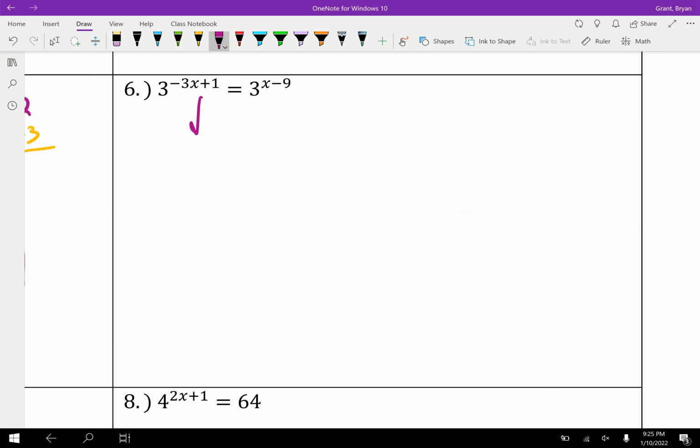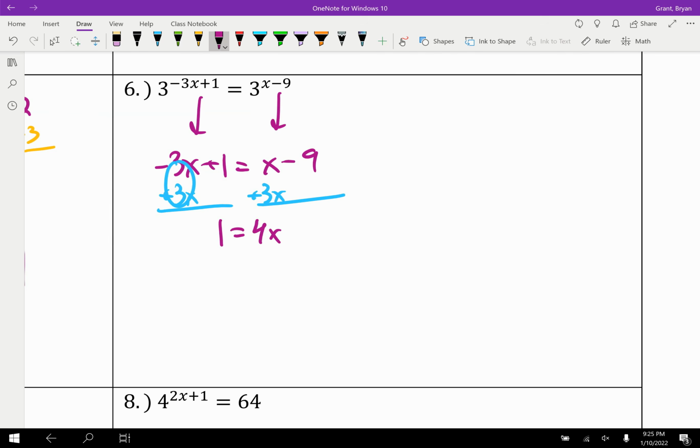The exponents are already, or the bases are already the same. That saves us that nice step here. We can end up like so. Bring all the x's to one side. I'm going to add 3x to each side this time. Get that practice in. Keeps all of our x's positive. So we can now add 9 to each side.